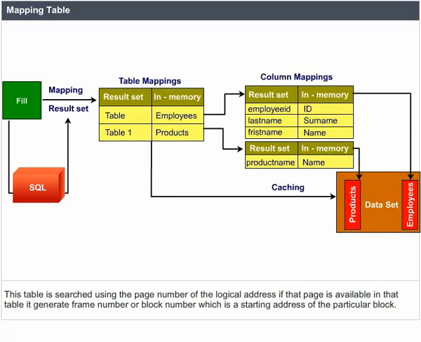This table is searched using the page number of the logical address. If that page is available in that table, it generates the frame number or block number, which is the starting address of the particular block.